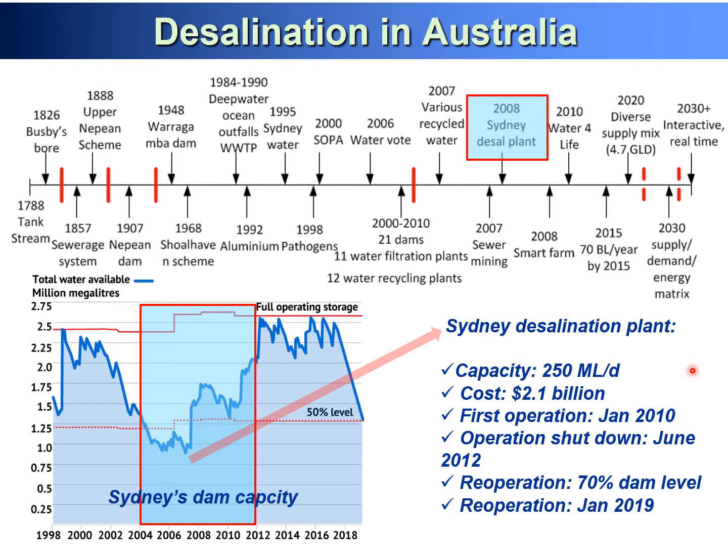It cost $2.1 billion. We first operated in January 2010, and operations were shut down in June 2012 because we had enough rainfall and the dam level increased to almost 99%. That's the reason it was completely shut down, because a desalination plant requires a lot of energy. We reoperated when the dam level reached 70%, in January last year. So depending on the dam level, we reoperate and shut down our desalination.